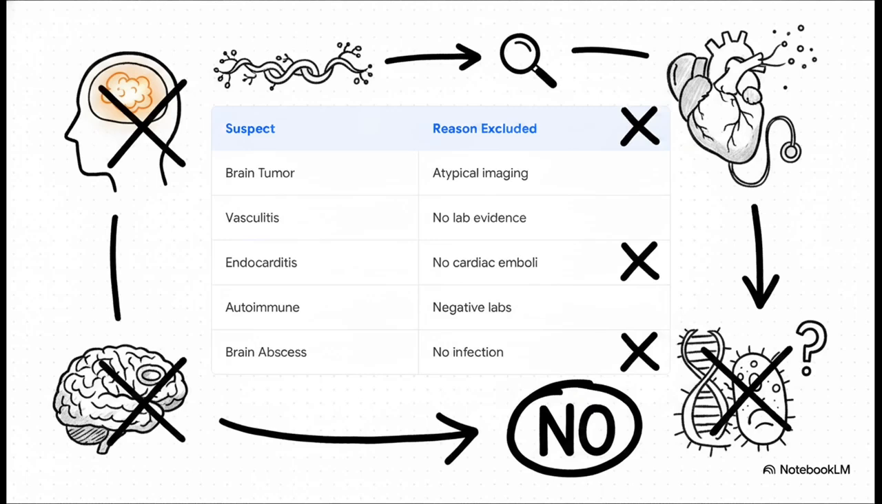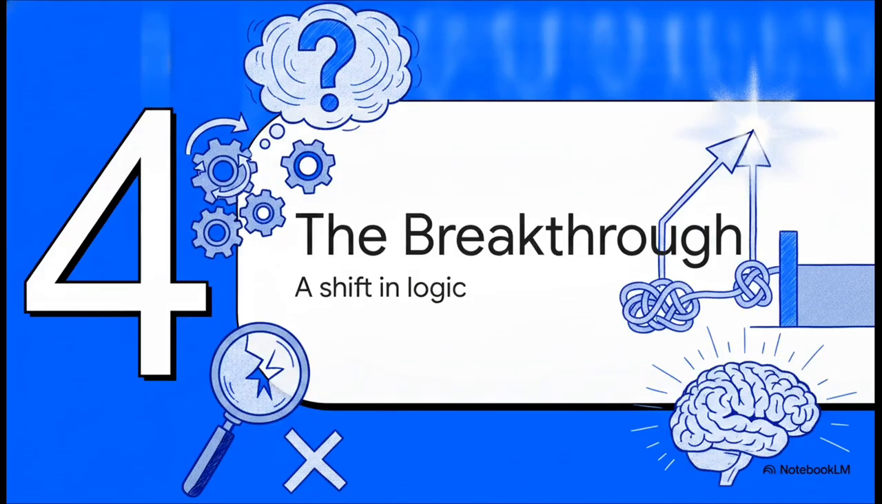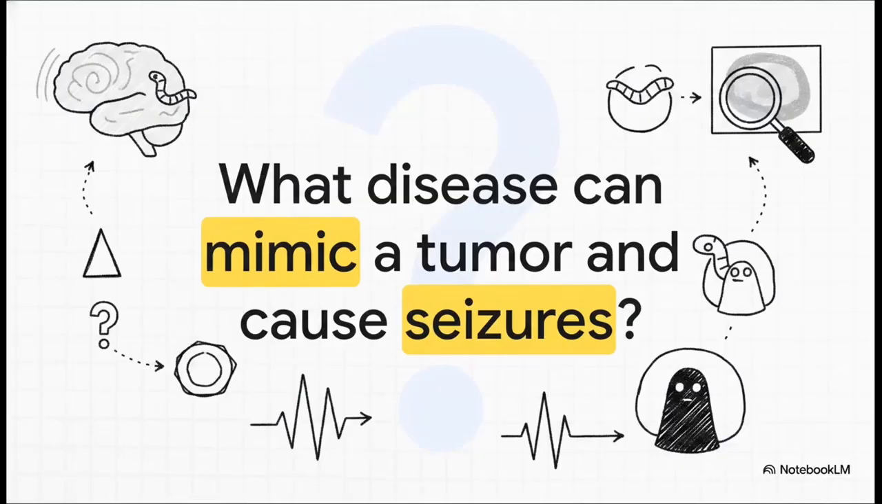So, we've gone through all 5 suspects, and every single one has been entirely excluded. Section 4. The diagnostic breakthrough. So, the investigation has officially hit a dead end. All primary suspects are cleared, but the patient is still dying.